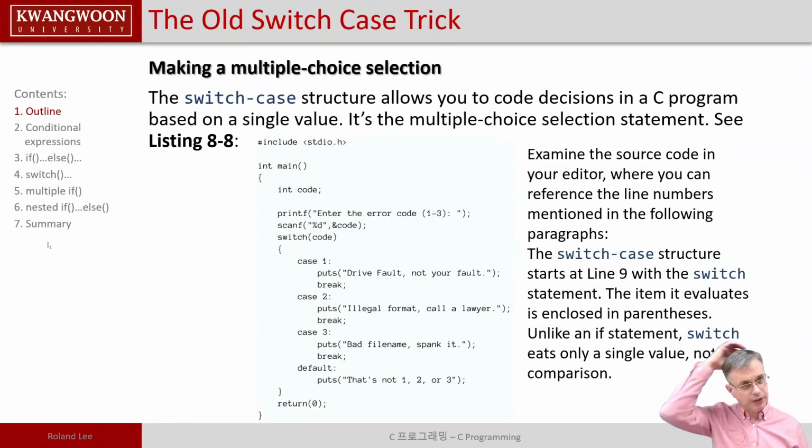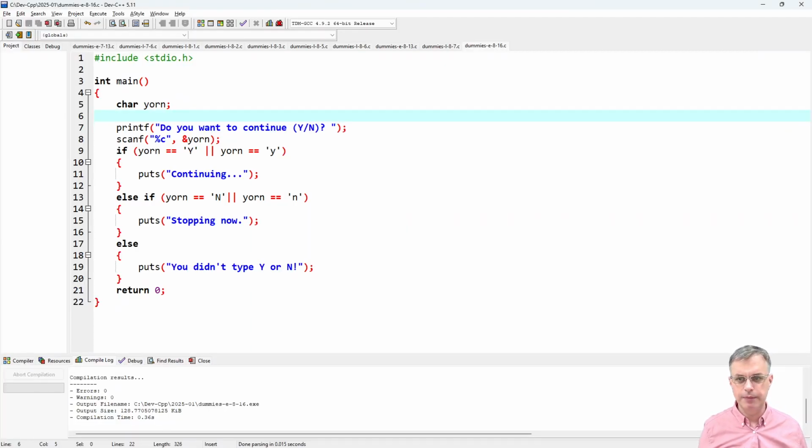We have one more thing to do, making a multiple choice selection. A switch case structure allows you to code decision in a C program based on a single value. It's a multiple choice selection statement. So we can look at the listing of 8.8. Let's also create it quickly.